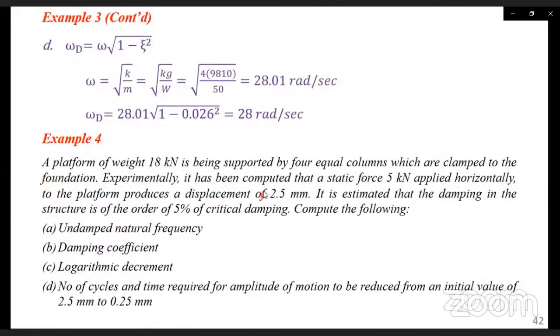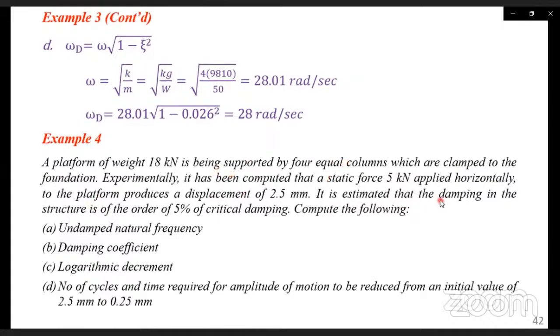How about the second example here, which we are calling example 4, because I numbered them from the first one in this course. You are given a platform weighing 18 kilograms, supported by 4 columns, clamped to the foundation. When you hear the word clamped, you know the edge fixity. It helps you to understand the edge fixity even if you're not given a sketch. It's clamped, so it's fixed. Because we know it helps you to determine the equivalent stiffness or the column stiffness.